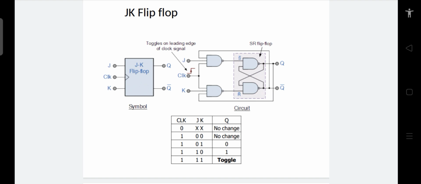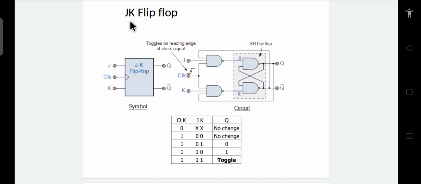To overcome the problem of the invalid state, the state that should be avoided, we connect two NAND gates and cross-couple them by providing feedback from Q and Q bar. The feedback from Q is provided to the NAND gate which has input K, whereas Q bar is fed back to the gate which has J as the input.